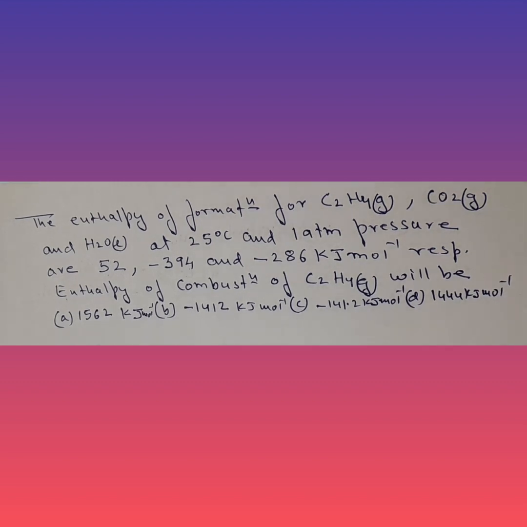But just to sort it out further, let's get into some MCQs where we would try and understand a bit more in detail. Alright, so let's get into it. Let's try and sort out this sum. The enthalpy of formation for C2H4 gas, carbon dioxide gas and H2O liquid at 25 degrees Celsius and 1 atmosphere pressure are 52, minus 394 and minus 286 kilojoule per mole respectively. Enthalpy of combustion of C2H4 gas will be, these are the options.